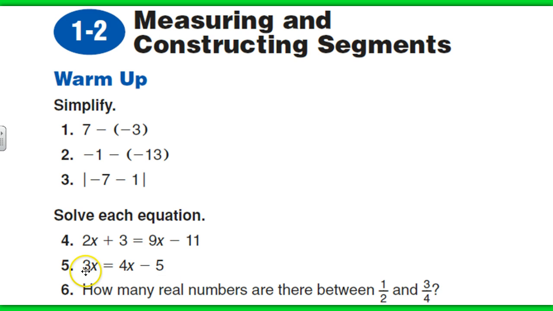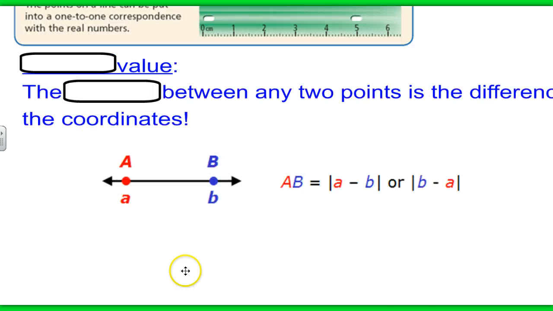Number 5, once again, if we gather like terms, subtract 3x, add 5 to both sides, x equals 5. And number 6, how many real numbers are there between these two fractions? Recall that real numbers include all of our rational and irrational numbers, and so that includes fractions, right? So there are infinite fractions that could be created between 1/2 and 3/4. Isn't that interesting that there are infinite real numbers between these two numbers? And there are also infinite numbers outside of those. It's kind of interesting.